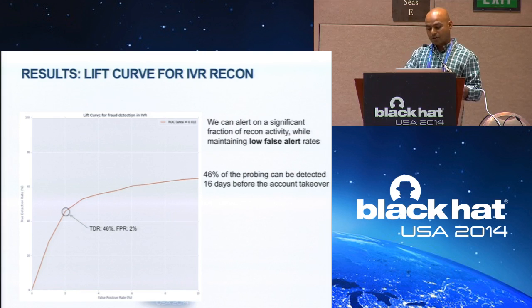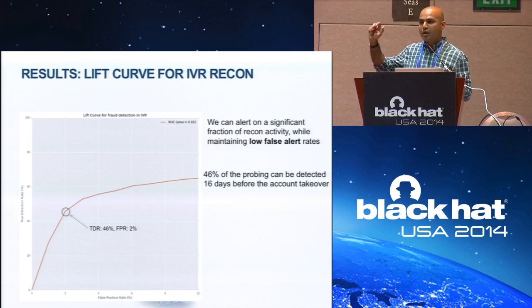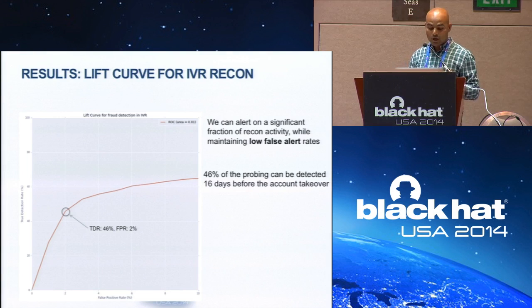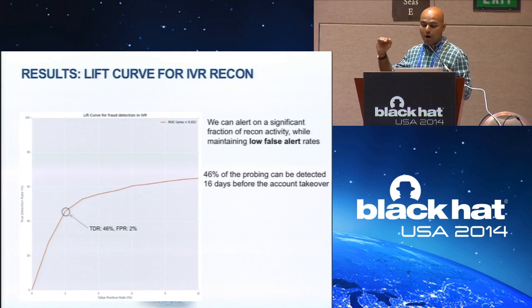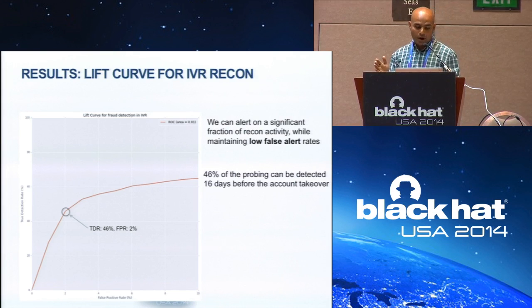What this kind of curve, which is called the lift curve, lets us do is take a model, tune its parameters, and see the different operating points the model can work at. What are the different false positive rates and true positive rates you can get by tuning its parameters? Then based on the application, the organization can decide, we want a false positive rate of no more than 2%, so we're going to pick this particular operating point. This is a powerful tool that machine learning gives you to come up with models that have low false positive rates but high true detection rates. And in this case, on average, we could detect this probing activity 16 days before an account takeover, an actual fraud incident.